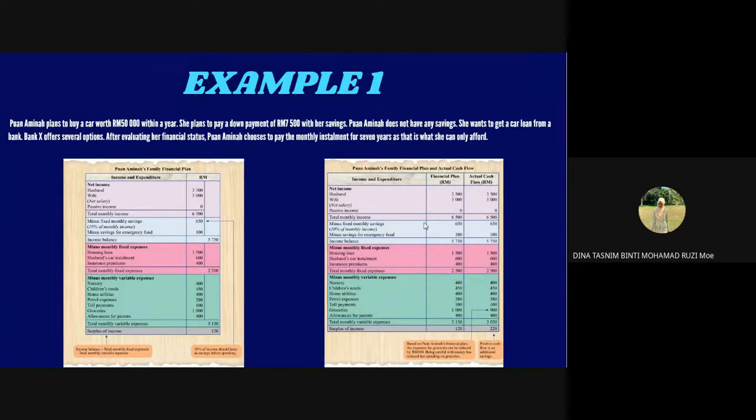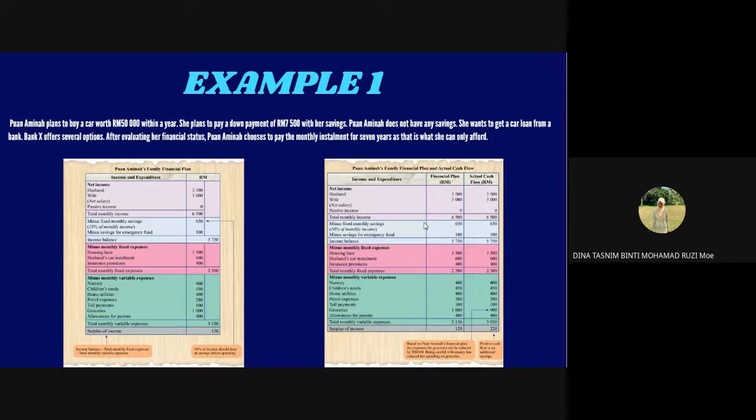Okay, so here's example 1. You can refer to the textbook, page 278, which is example 4 in the textbook. Amina plans to buy a car worth 50,000 ringgit within a year, and she plans to pay a down payment of 7,500 ringgit with her savings. Since Amina does not have any loan savings for the rest, she wants to get a car loan from a bank. Bank X offers several options. After evaluating her financial status, Puan Amina chooses to pay the monthly installment for 7 years, as that is what she can only afford.